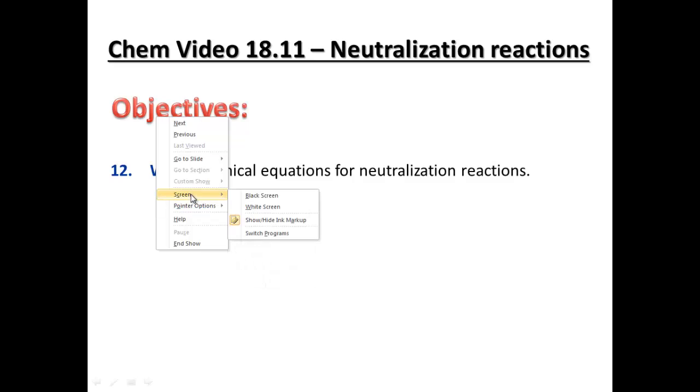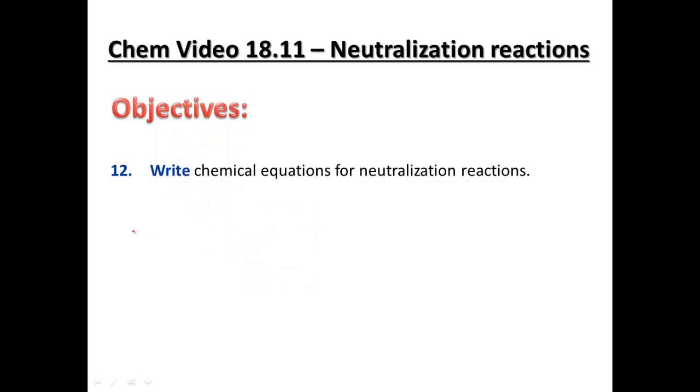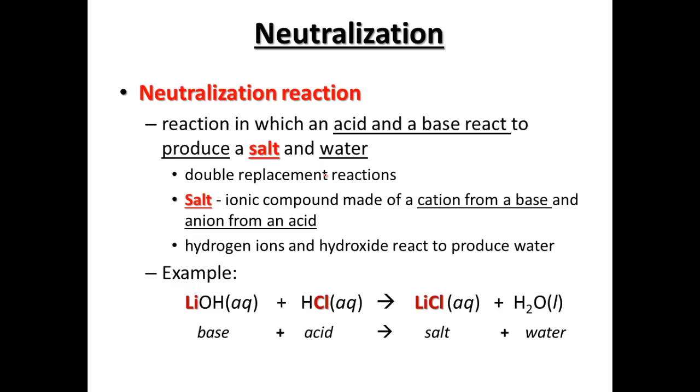We're going to start looking at neutralization reactions. In our neutralization reactions, we're going to look at writing out our chemical equation for each one. A neutralization reaction is a reaction of an acid and a base that produces a salt and water. These are all double replacement reactions. Thinking back to double replacement reactions, there are two parts switching places.